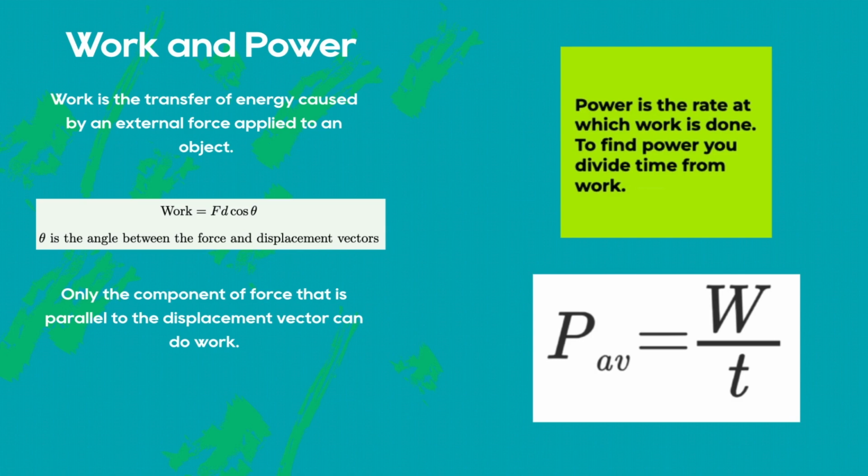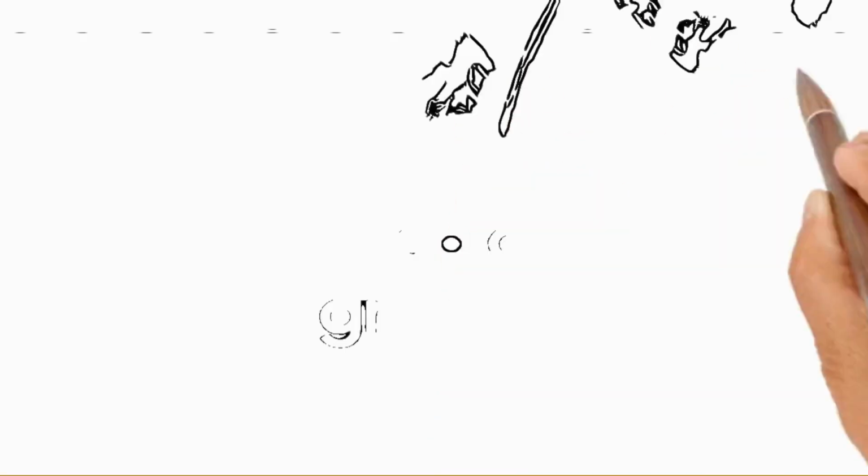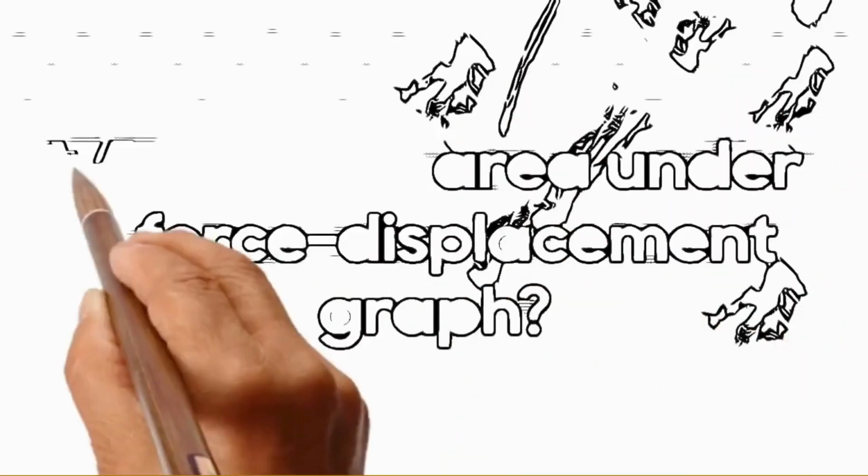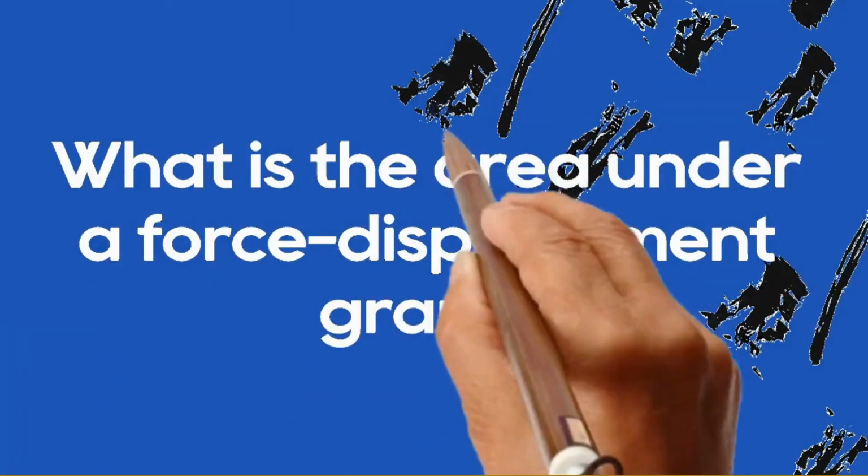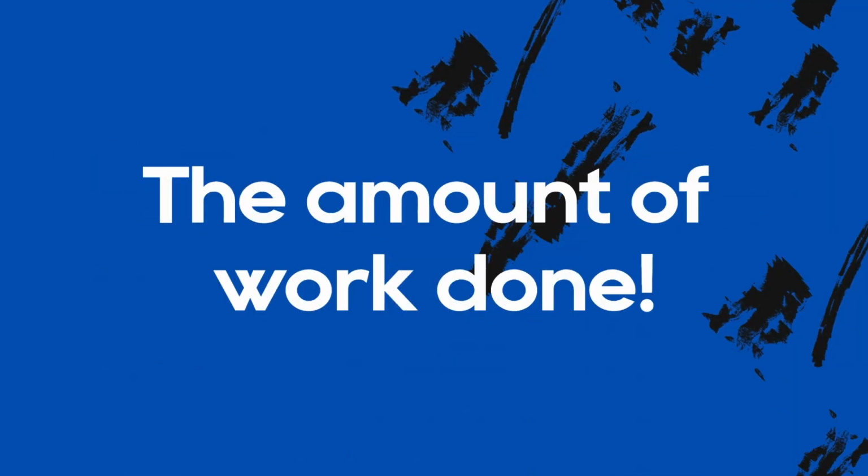To find the average power, you simply divide the work done by time. What is the area under a force displacement graph? Well, the answer is the amount of work done.